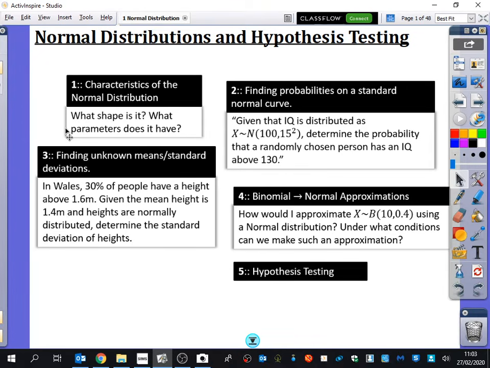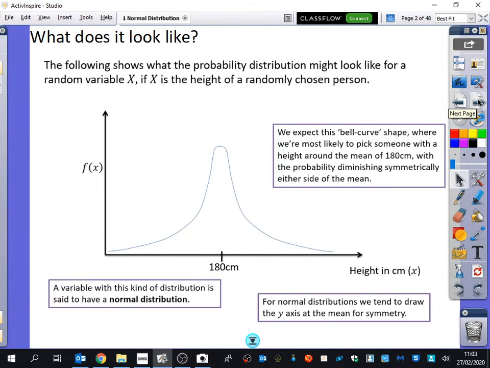What we'll start off by doing is thinking about the characteristics of the normal distribution. What is the normal distribution? What does it look like? Then we're going to start learning about how to find probabilities, which we'll be using our calculator. Then we will be finding things where we don't know the mean or the standard deviation. And then we'll be doing some things where we take a binomial problem and change it into a normal problem. And then lesson 4 probably will be dedicated to doing hypothesis testing, okay? So let's kick off and think about the normal distribution.